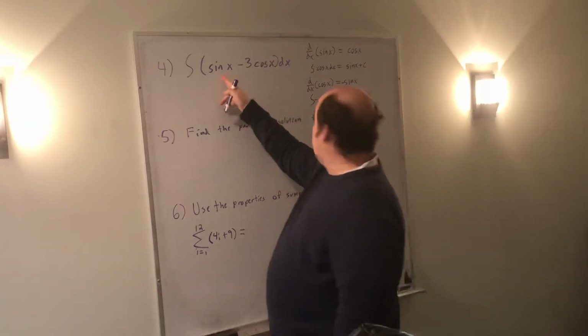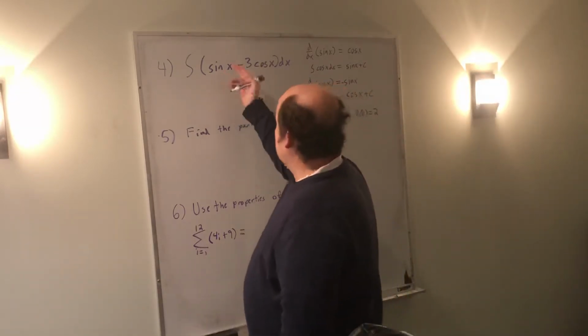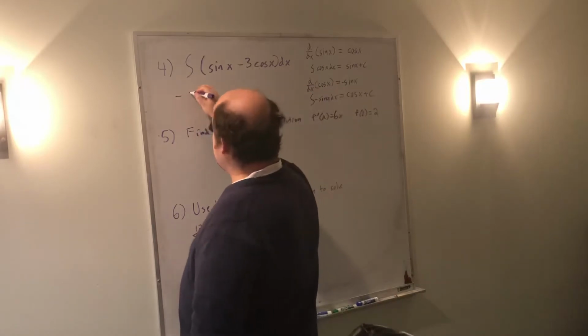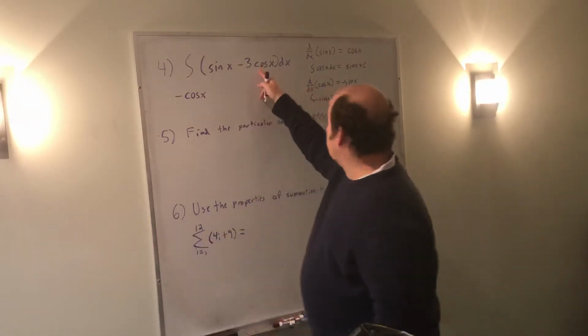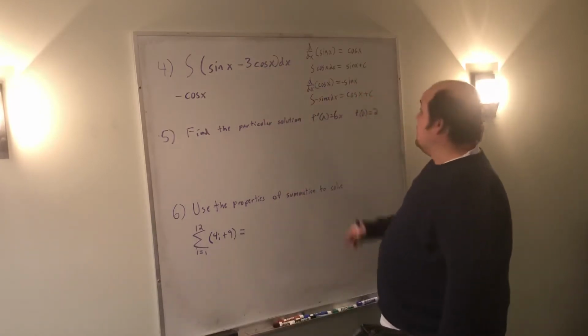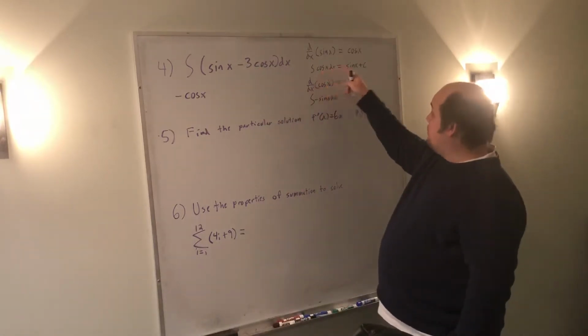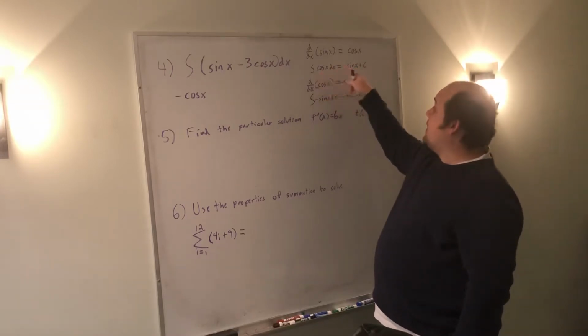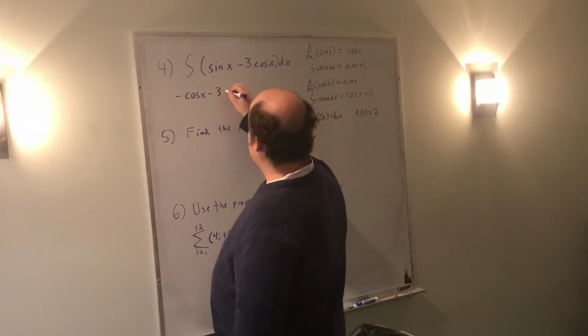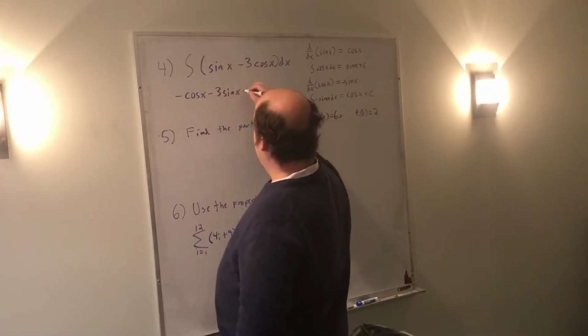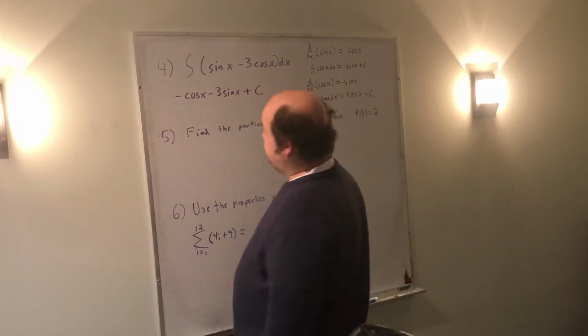Where we've started here is with positive sine. So this positive sine needs to integrate to negative cosine x. Here we're starting with negative cosine. If we integrated positive cosine, we would have gotten positive sine. So integrating negative cosine has to get us to negative sine. So negative 3 sine x, and then I need my plus c.